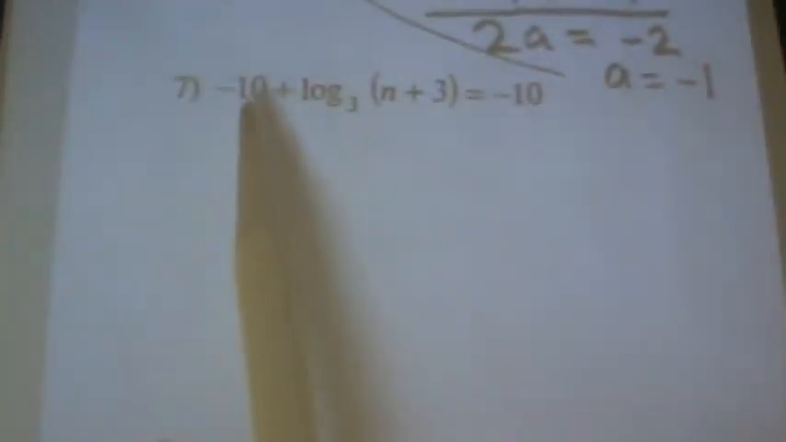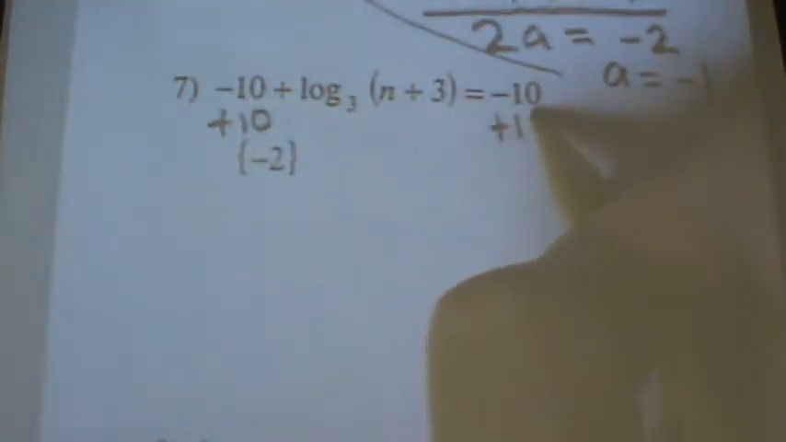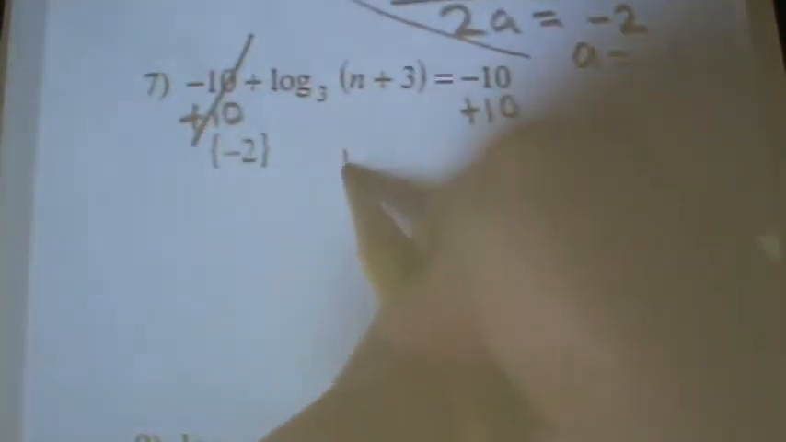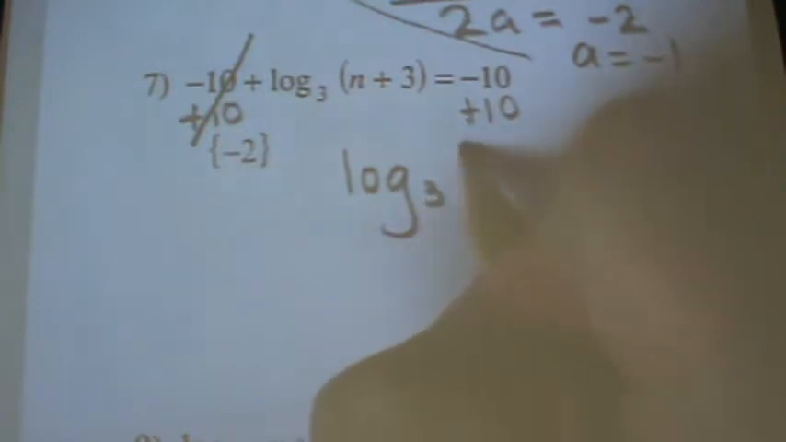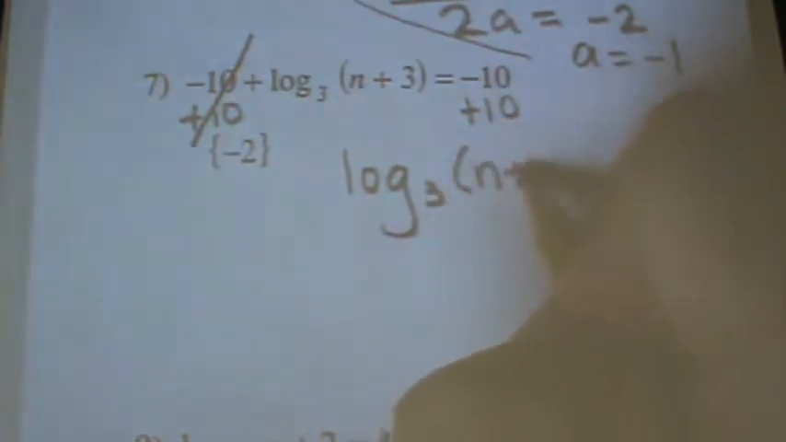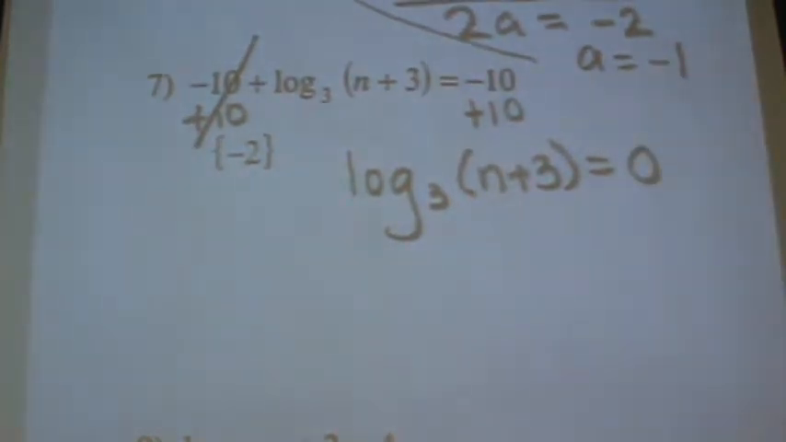I want to get rid of this negative 10. So how can I throw this negative 10 to the other side? We're going to add 10 here, and whatever you do to one side, you do to the other. So you have the log base 3 of n plus 3 equals, what's negative 10 plus 10? 0. Now, you can't cross that log base 3 out, because you don't have one on the other side.